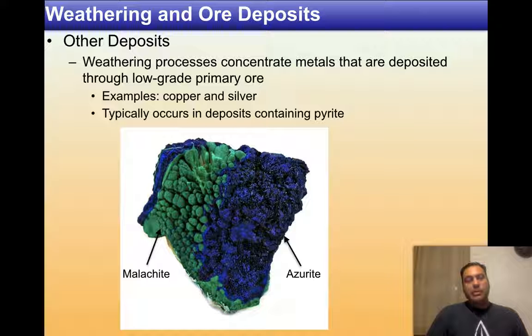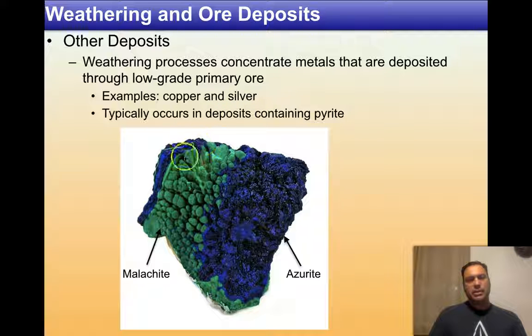Okay, so it turns out that not only are you producing bauxite, but soils actually produce some other really cool byproducts and ore deposits that are really useful to us. For example, copper and silver are frequently deposited in this way, not always perfectly into the soils, but as a byproduct of the weathering and formation of soils. So, these typically occur in deposits containing pyrite, where you get the copper and the silver. They tend to go hand in hand.